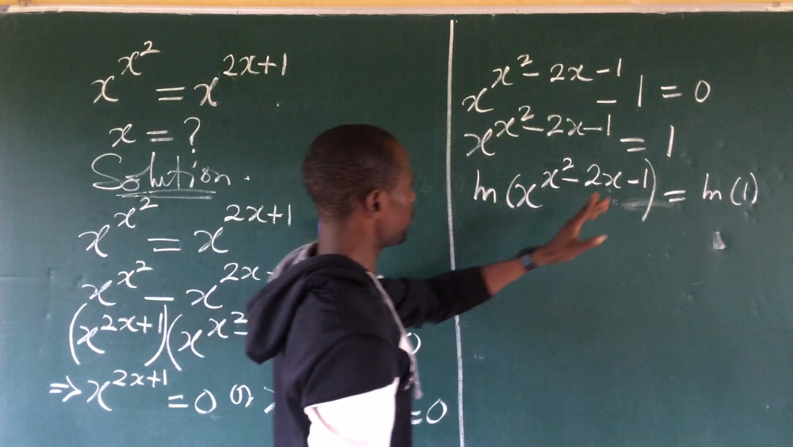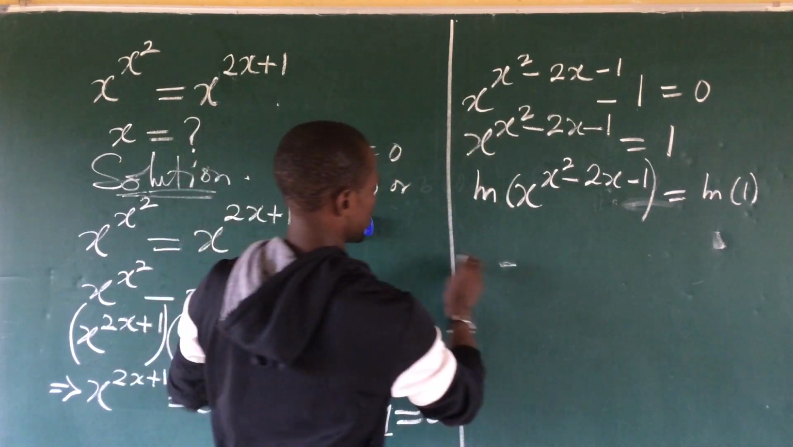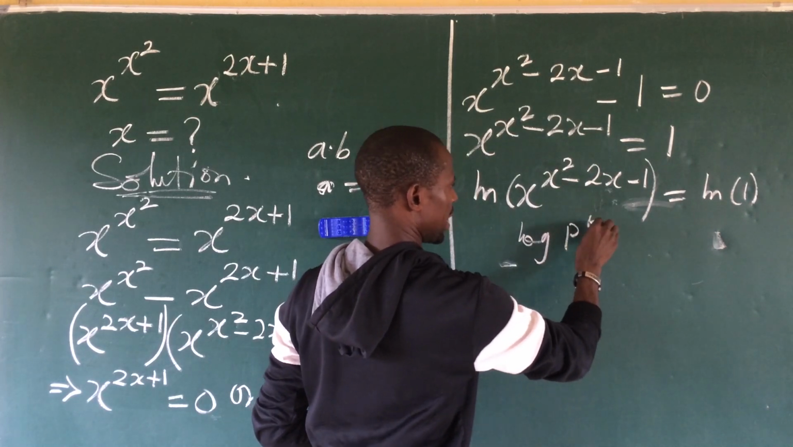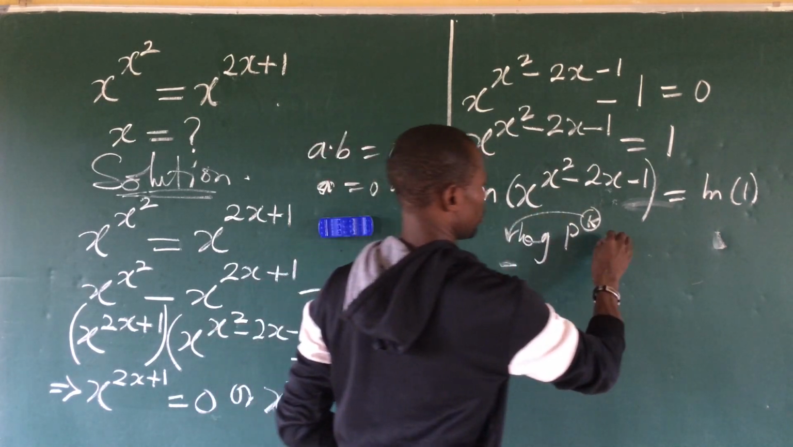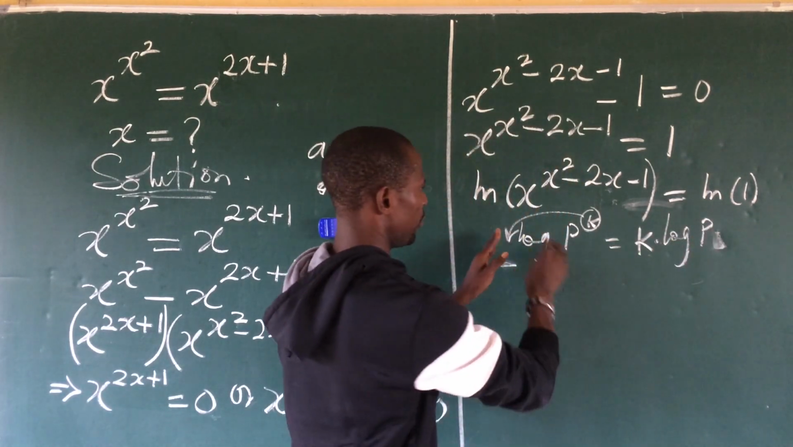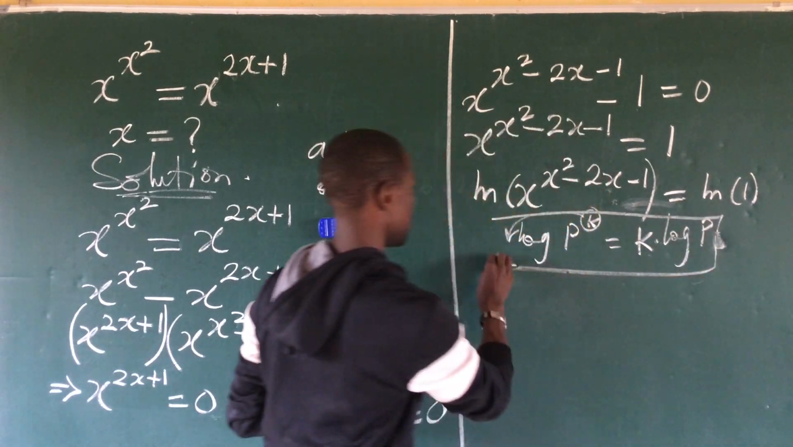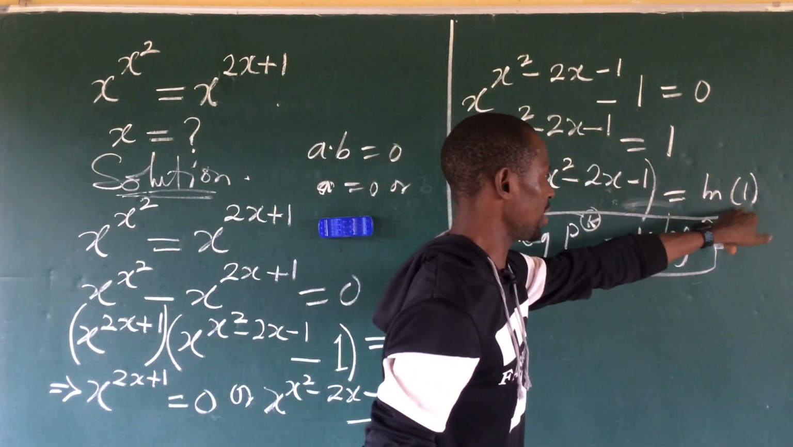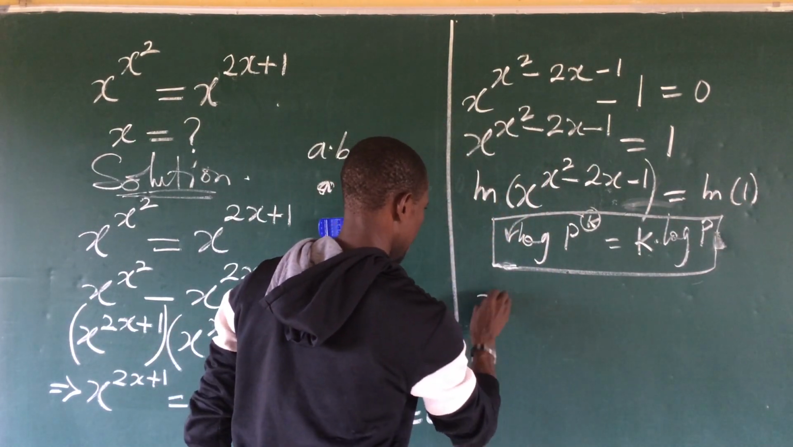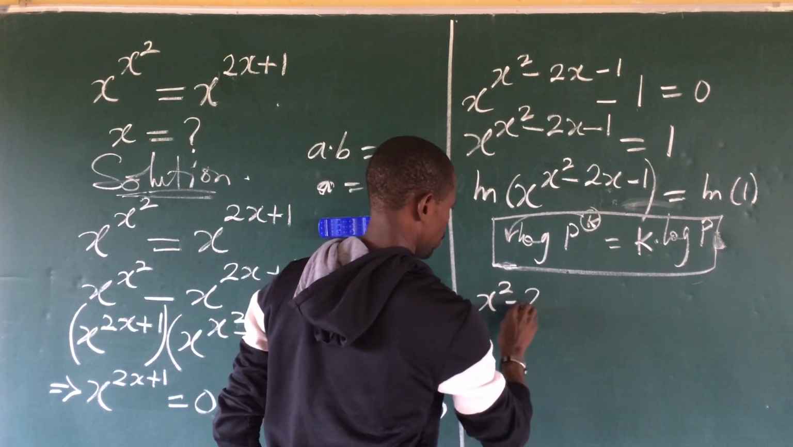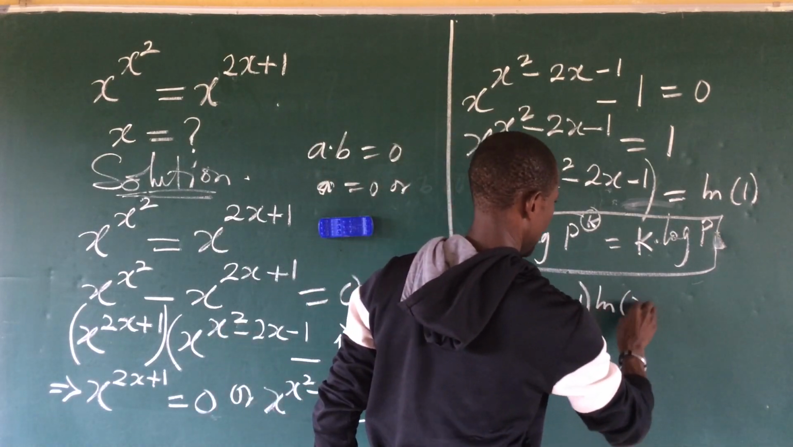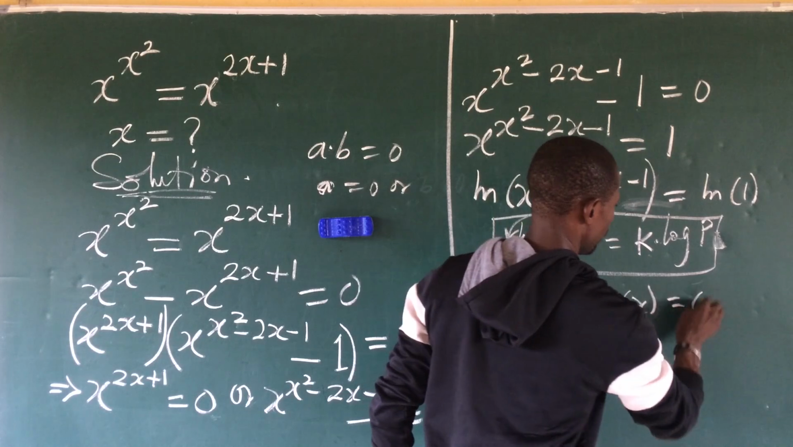So we resort to our law of logarithm, which says that if you have log of p to the power of k, move this exponent backward to give us k times log p. So if we apply this rule, we can now rewrite everything. And mind you, ln of 1 is 0. So this will now give us (x squared minus 2x minus 1) times ln of x, equal to 0.